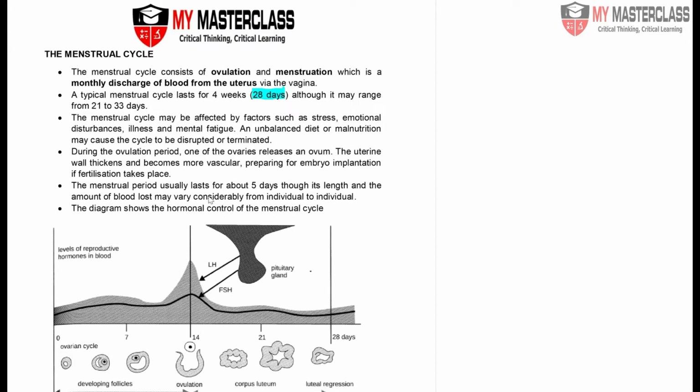Menstruation usually lasts for a range of 3 to 7 days. So on average, it will last about 5 days, and the blood lost may vary from individual to individual.